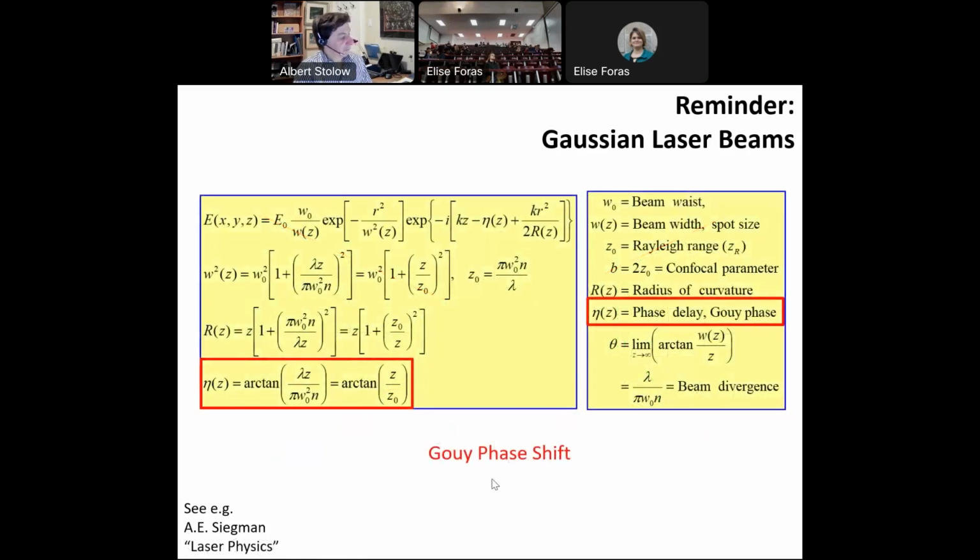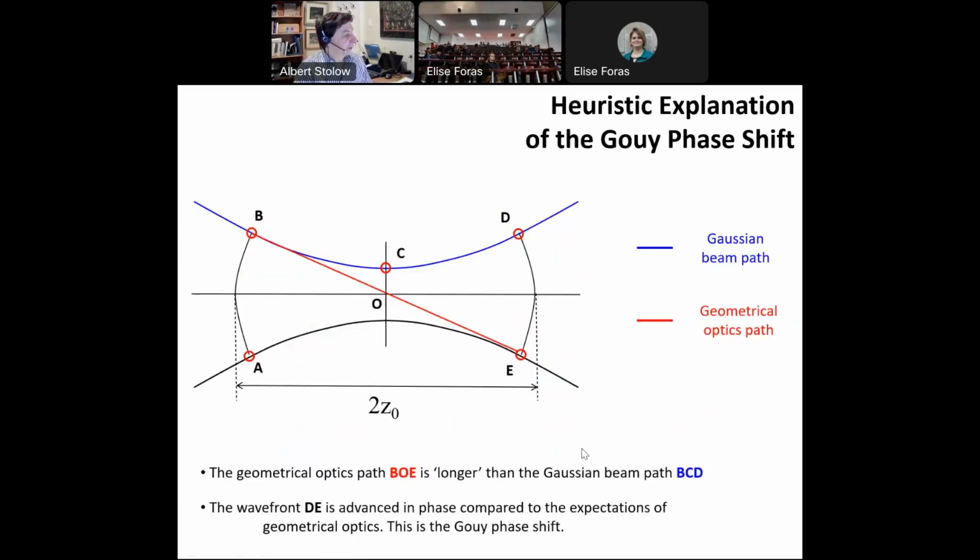There are formulas for this. You don't need to worry. But what I'm going to tell you is there's something called the Gouy phase. This Gouy phase you can understand as the apparent phase shift between what would happen if there was no diffraction, in other words, geometrical optics, and the reality of physics, which is that there is diffraction, the Gaussian beam.